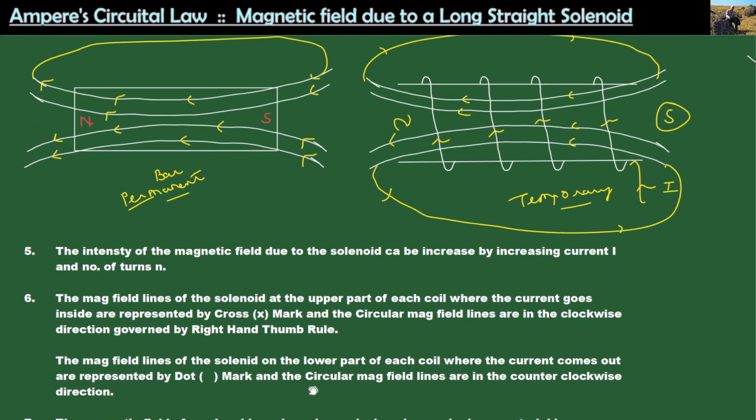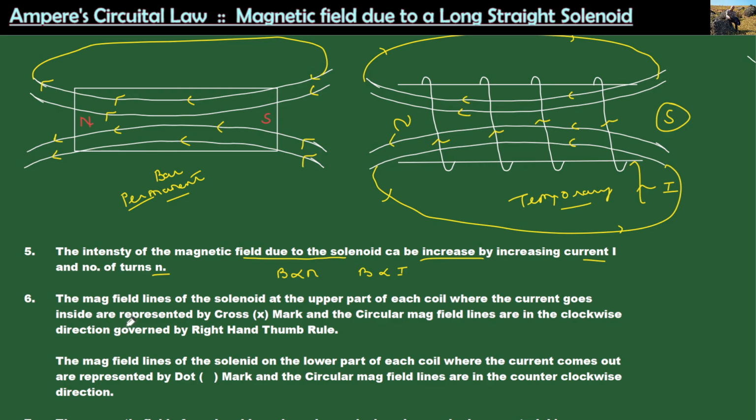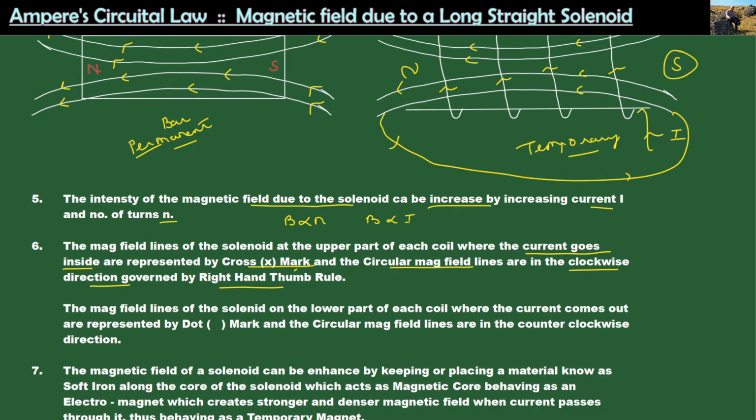Then the intensity of the magnetic field. The intensity of the magnetic field due to the solenoid can be increased by increasing the current I and the number of turns, since B is proportional to N and also B is proportional to I. Then from here, the upper part will be the current where it goes inside, and the lower part is represented by the cross mark. All those circular magnetic fields are in the clockwise direction, governed by the right hand thumb rule.